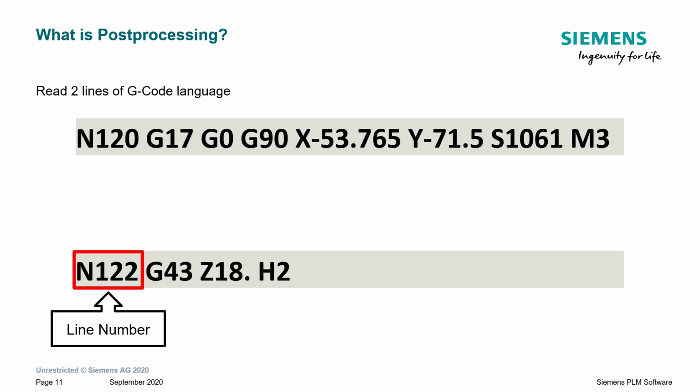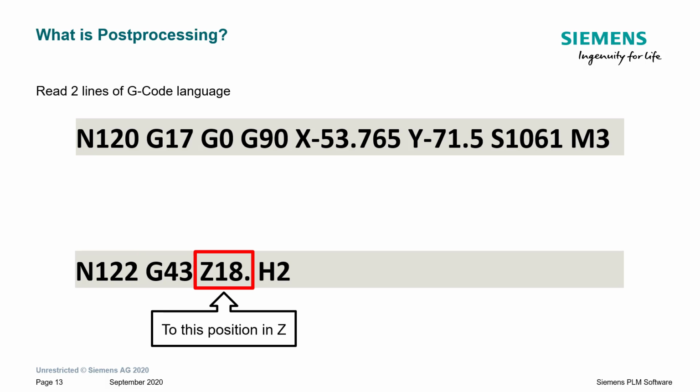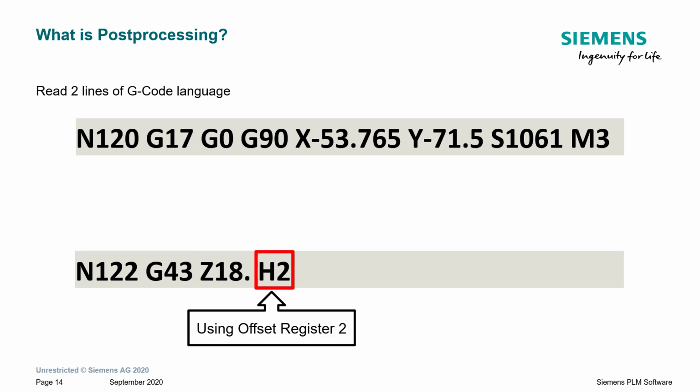Another line number. This one says to turn on tool length compensation and move to a value in Z of 18.0. And that position in Z will be offset by the register value that is stored in offset register 2.